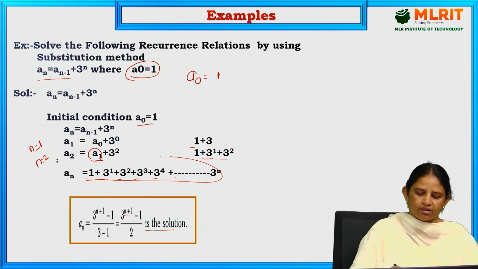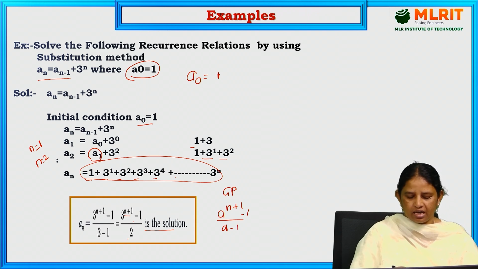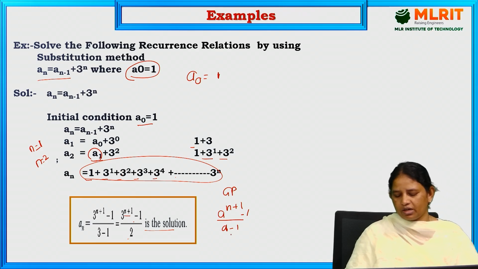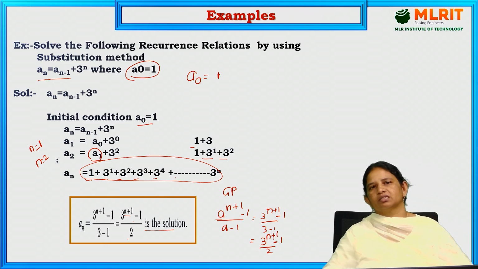Because all the terms in the recurrence relation are in GP, the formula is a to the power of n plus 1 minus 1 by a minus 1. Here a is the common ratio, the ratio between the second term and the third term, that is 3 power 1, 3 square. So that is the ratio between the two terms, then it is called a minus 1. That is 3 to the power of n plus 1 minus 1 by 3 minus 1, that is 3 power n plus 1 minus 1 by 2. That is the solution for the recurrence relation.